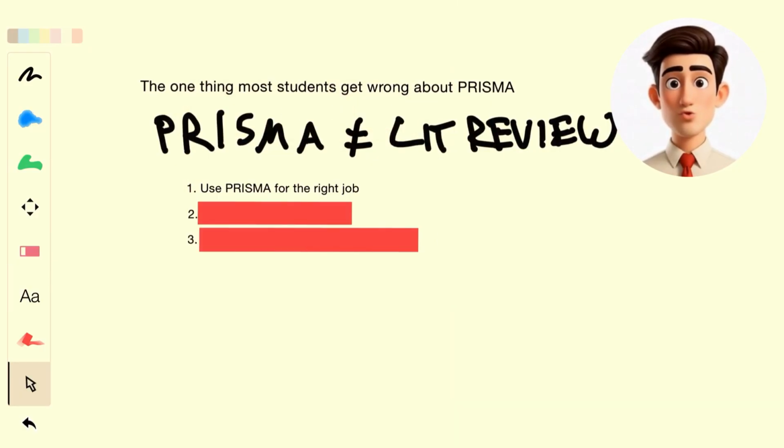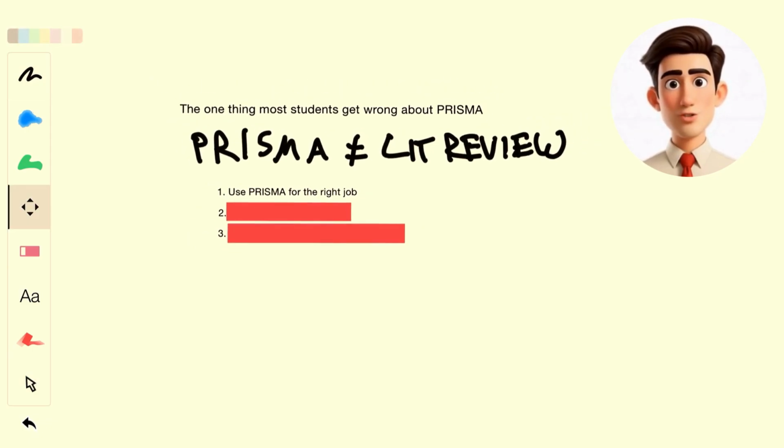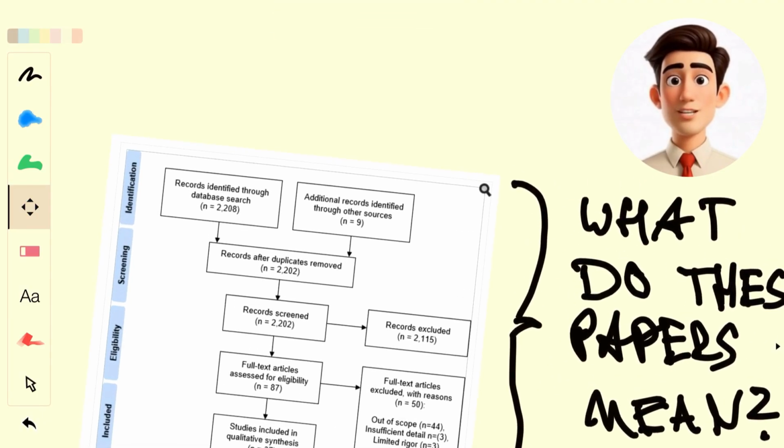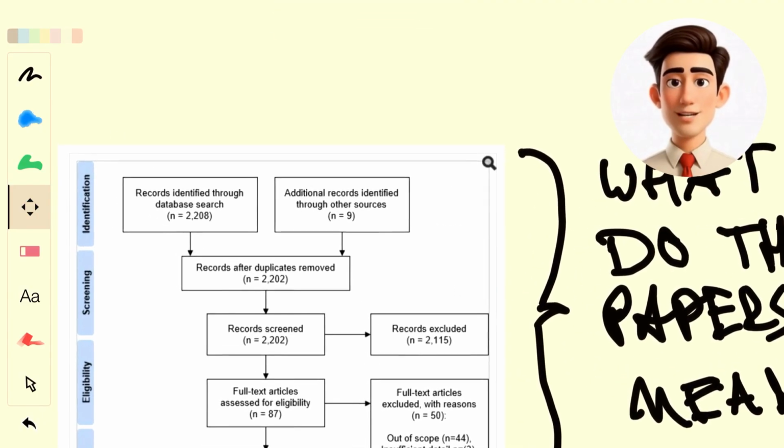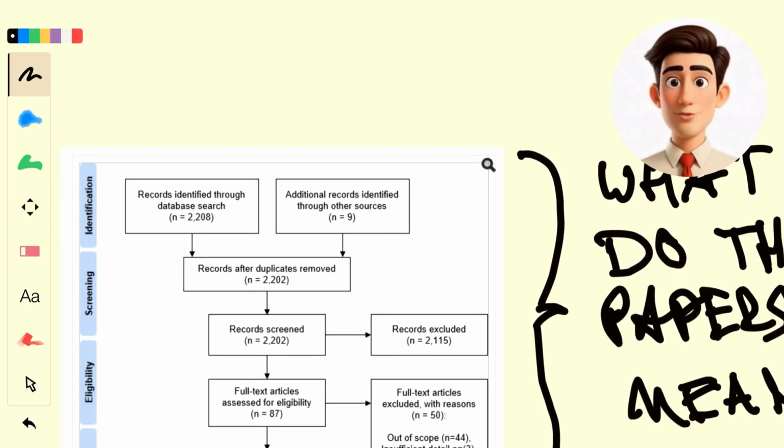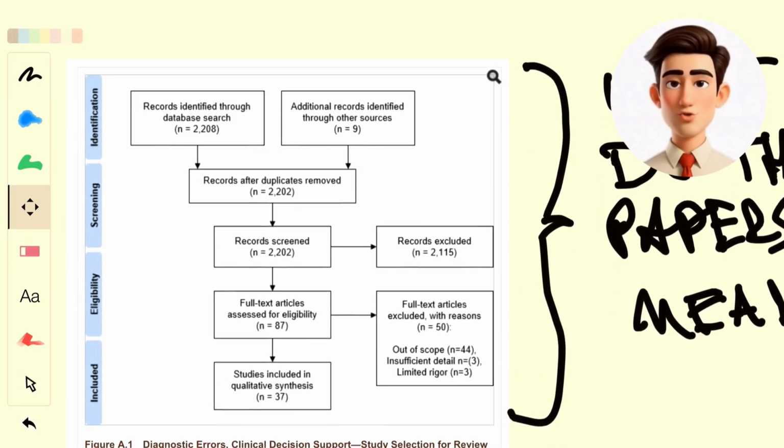Step 1. Use PRISMA for the right job. PRISMA is not there to analyze your literature. PRISMA is there to make your search and selection process transparent. That means PRISMA helps you show how you moved from hundreds or even thousands of search results to your final set of included studies. Imagine you are writing a literature review.